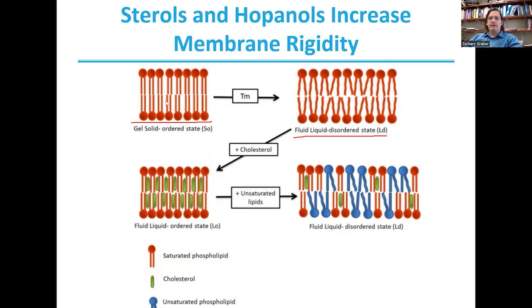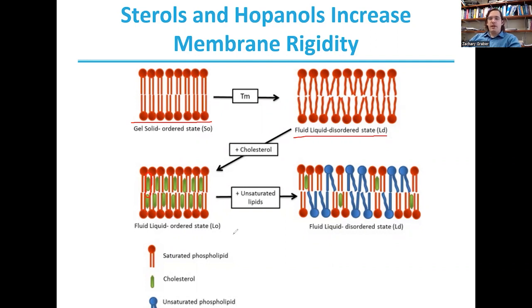When we combine cholesterol with our liquid state, we get a more liquid ordered state that's not fully gel, but it's not fully fluid like our state over here on the right. So this is because of the rigid structure of our cholesterol. It kind of interacts with our lipids to help to increase that ordering here within our structure.